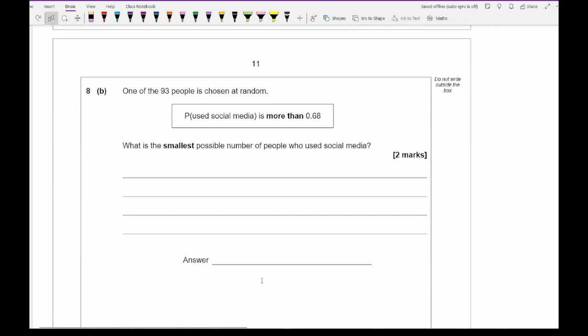Then for question 8b, it says one of the 93 people is chosen at random. The probability that they use social media is more than 0.68. What is the smallest possible number of people who use social media? So for this, all I need to do is simply do 0.68 multiplied by 93, which on the calculator gives me an answer of 63.24. And we want the smallest possible number, so I need to round up to the nearest whole person, and that's going to give me an answer of 64.